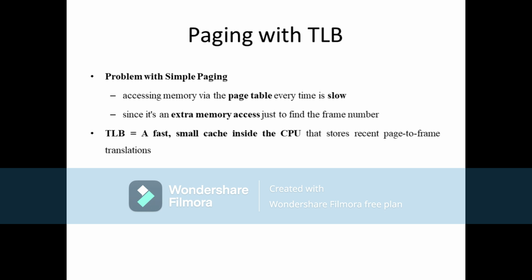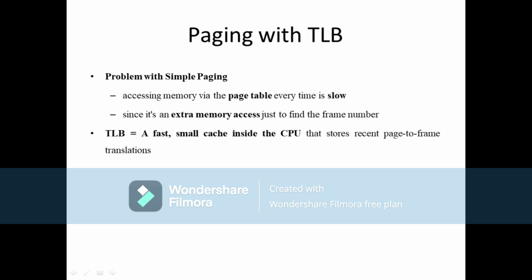In my last video, I discussed the problems of simple paging, or in other words, the disadvantages of paging. So what was the disadvantage? Two accesses for a memory. So what are the two accesses? First we have to access the page table, and after accessing the page table we get to know the frame number, and these two access processes make accessing our data or instruction slow.